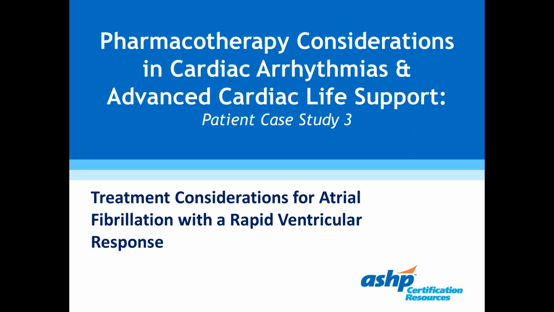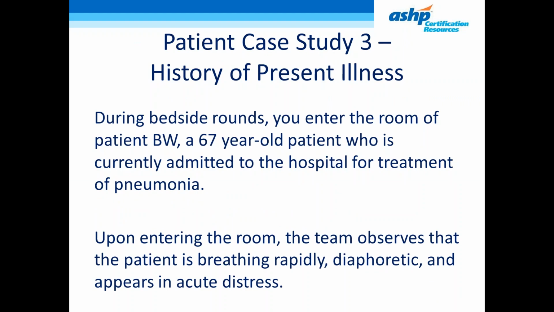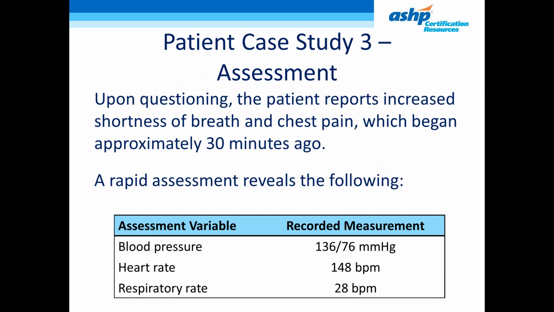Let's move on to discuss treatment considerations for acute management of atrial fibrillation, and that is atrial fibrillation with a rapid ventricular response. During bedside rounds, you enter the room of patient BW, a 67-year-old patient who is currently admitted to the hospital for treatment of pneumonia. Upon entering the room, the team observes that the patient is breathing rapidly, is diaphoretic, and appears in acute distress. Upon questioning, the patient reports increased shortness of breath and chest pain, which began approximately 30 minutes ago. A rapid assessment reveals the following.